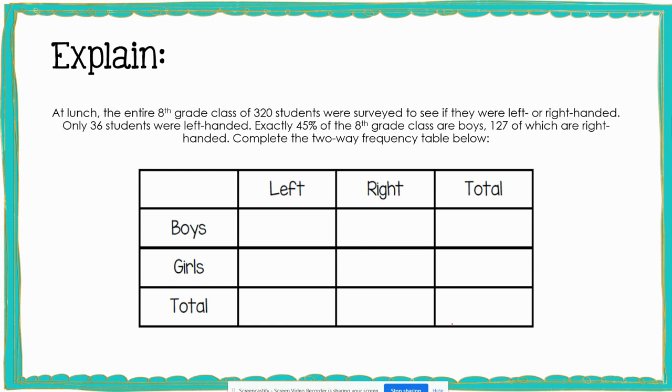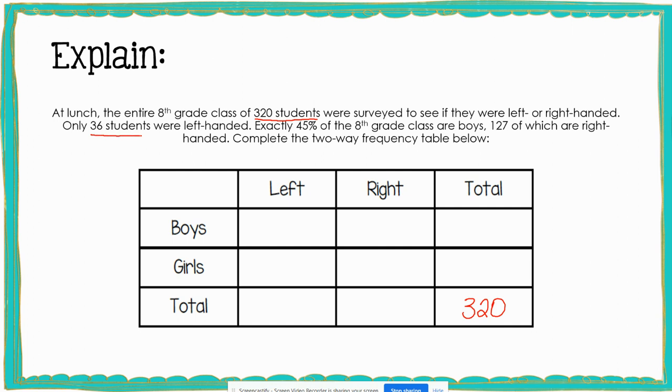At lunch, the entire 8th grade class of 320 students were surveyed to see if they were left or right-handed. Only 36 students were left-handed. Well, let's start there with what we know. We know that the entire 8th grade class of 320 students were surveyed. That is the total number of people surveyed altogether. So we know that that always goes down here.